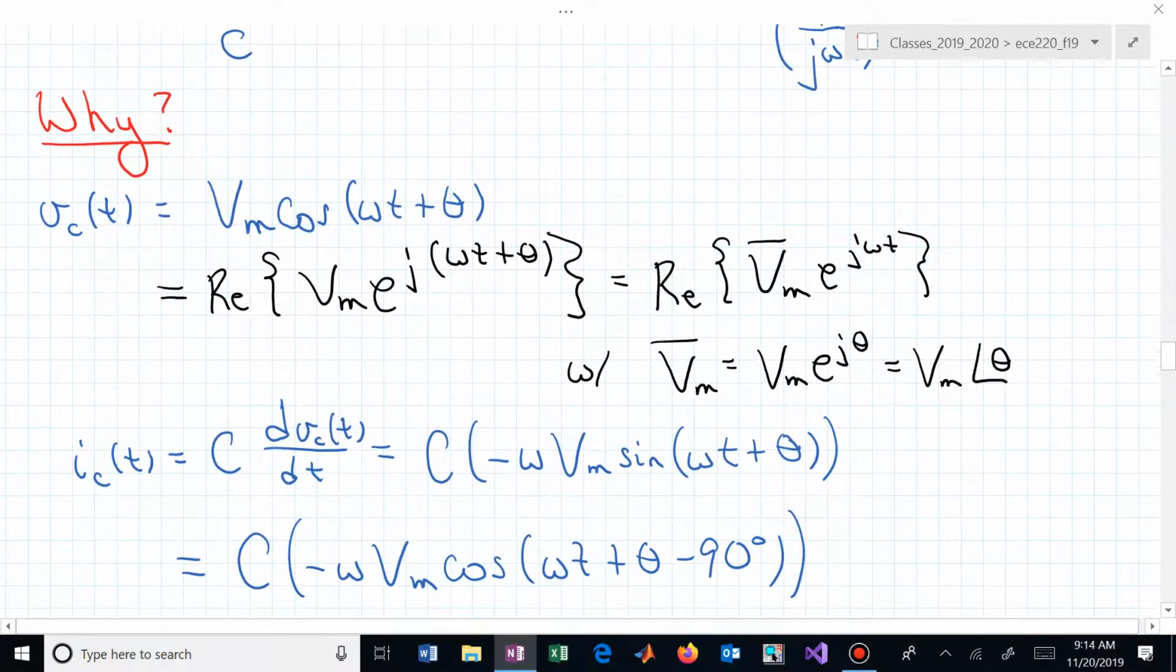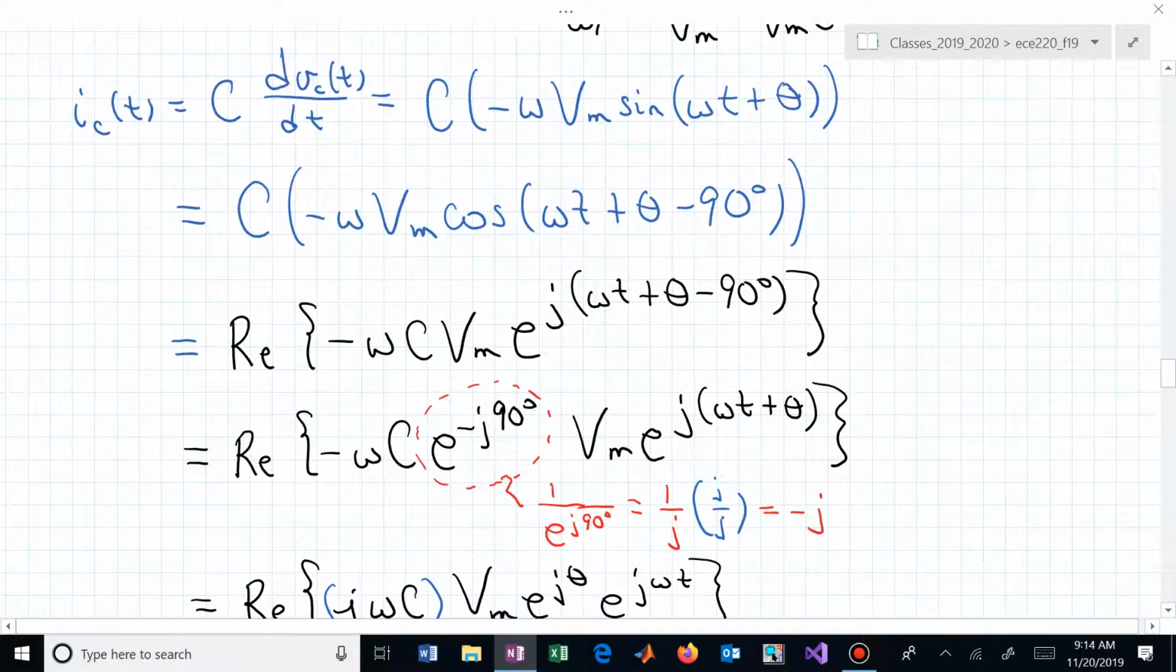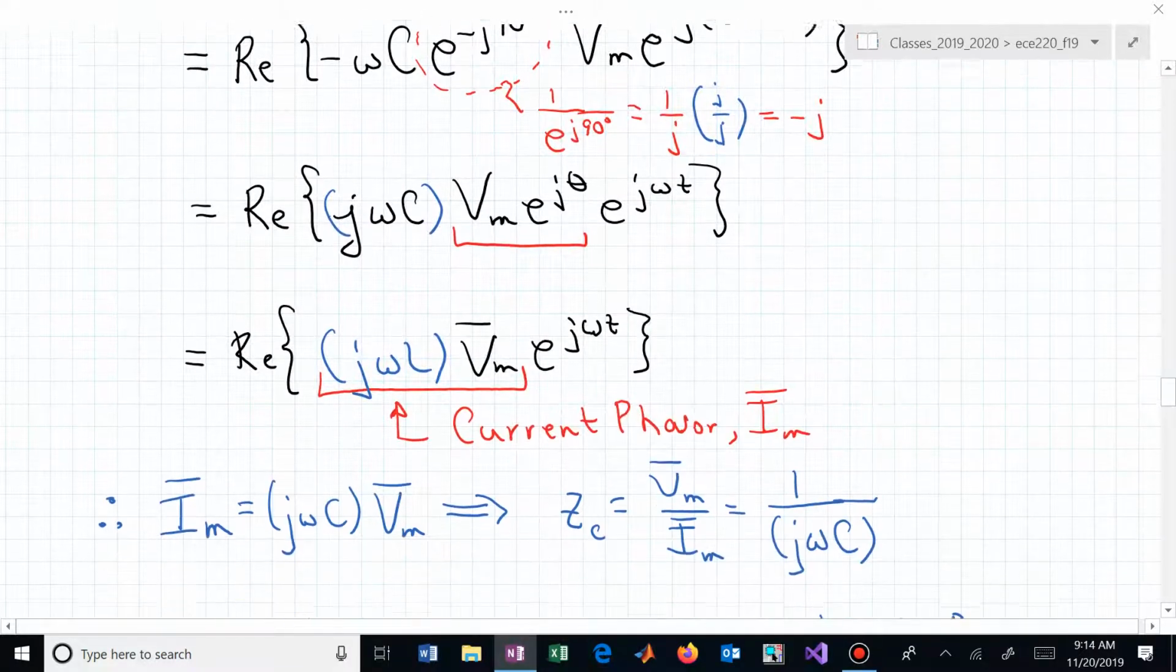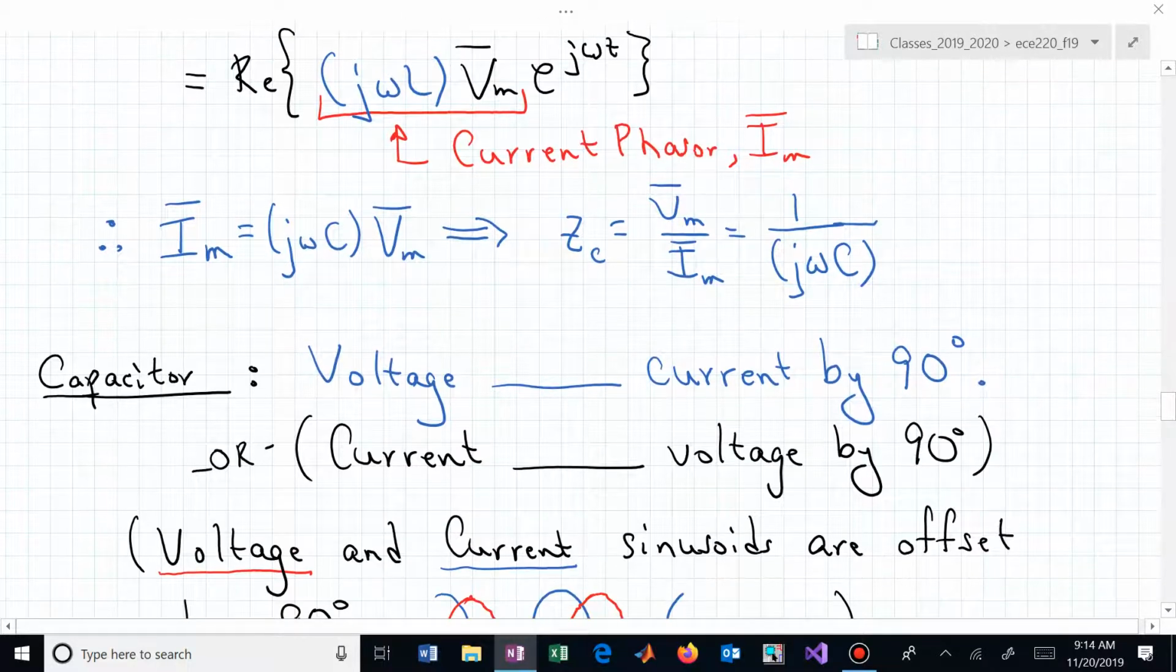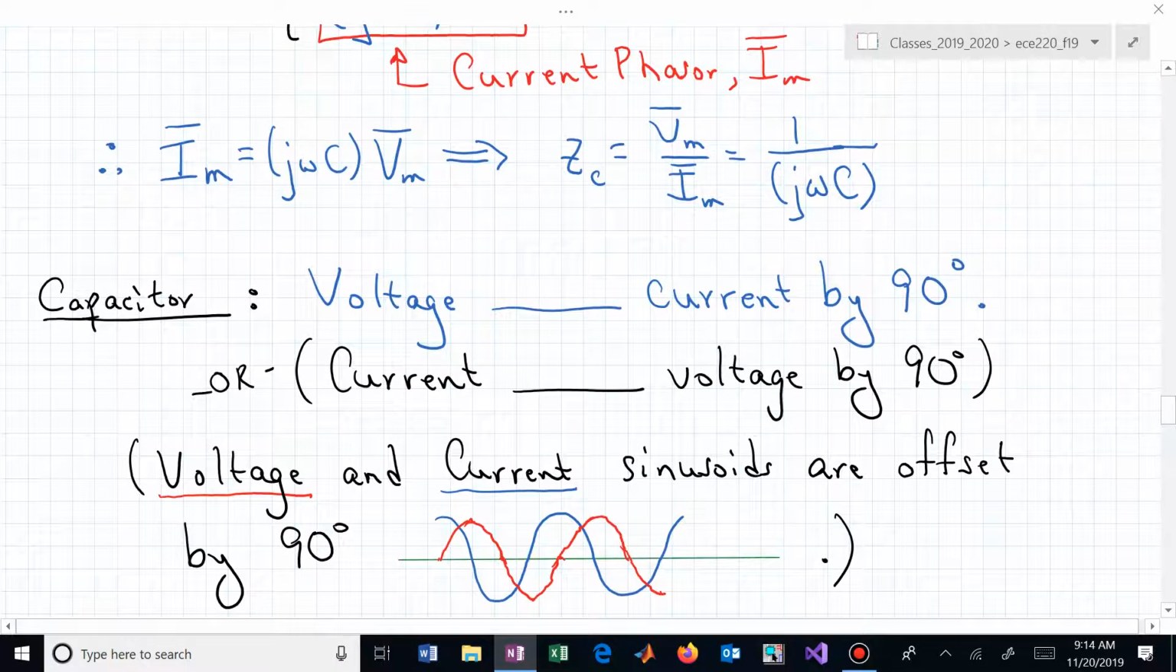And here's the why behind that. It proceeds in a similar manner. And now, if you're looking at the old notes, I forgot to change the label. It is capacitor that we're dealing with now.